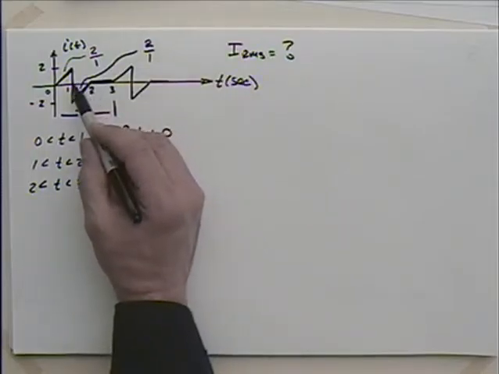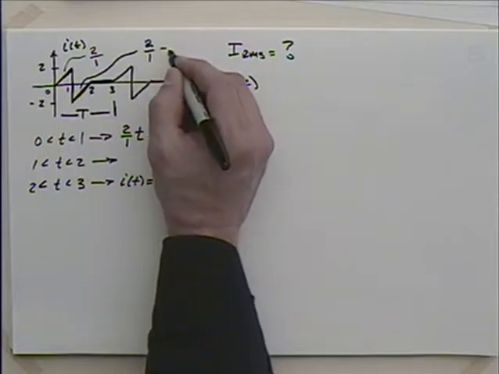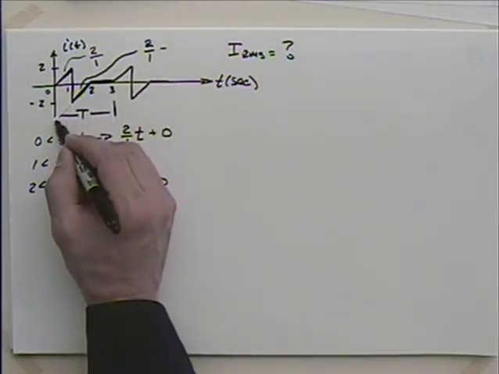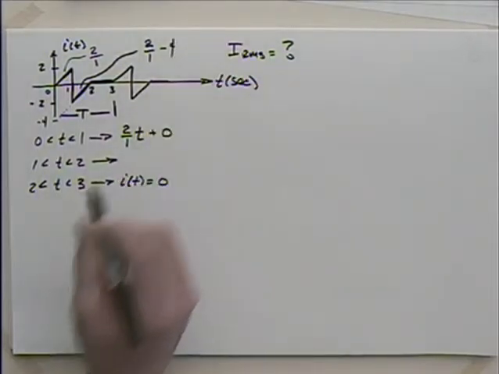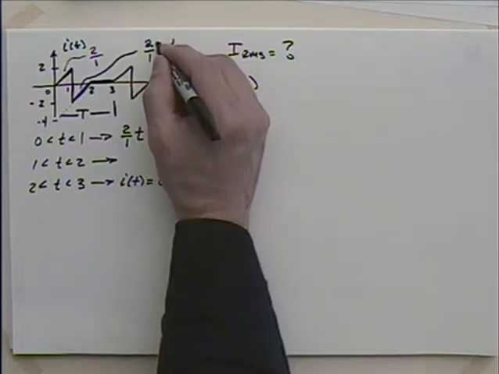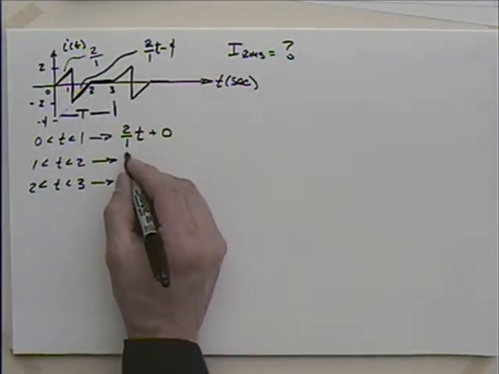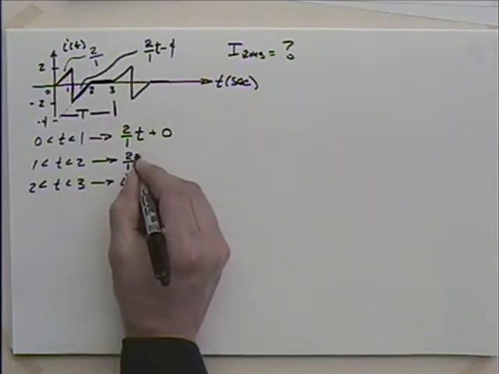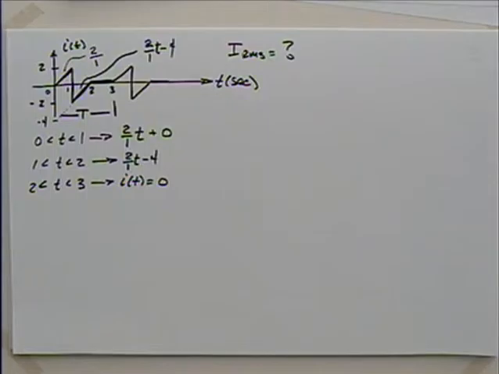But if I put 1 in for that, I get 2, don't I? And I really want minus 2. So the y-intercept should be what? Minus 4? Does that work now? What if I put 2 in? Do I get 0? Yeah. So I will have 2 over 1 times t minus 4. Okay.